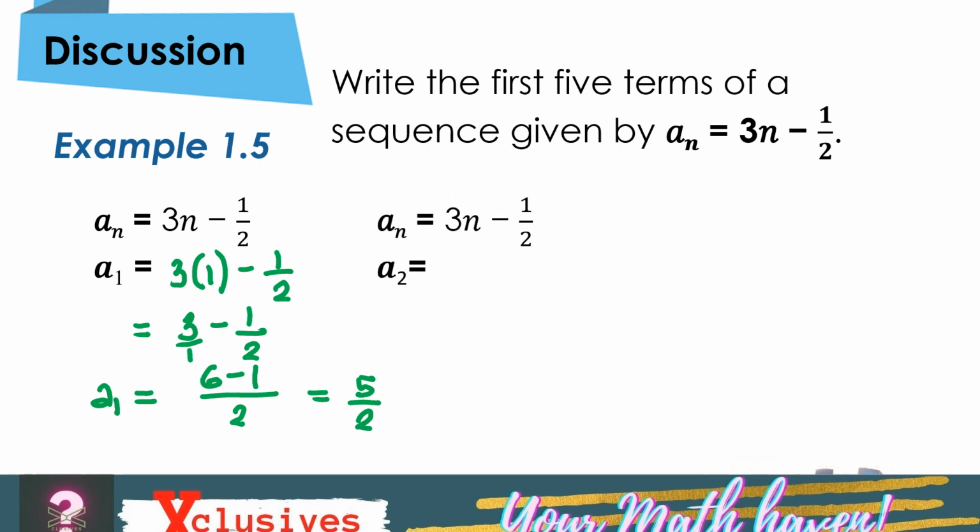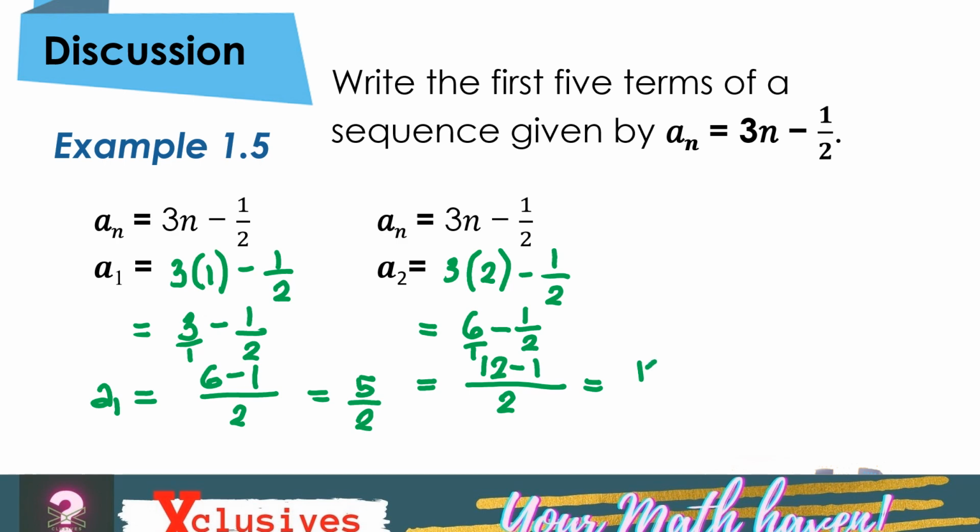That is, a sub 2 equals 3 times 2 minus 1 half. 3 times 2 is 6 minus 1 half. Then get the LCD, which is 2. 2 divided by 1 is 2 times 6 got 12 minus 1. That results to 13 over 2. And that is your second term. Let me write it again. 13 over 2. Moving on to our third term.